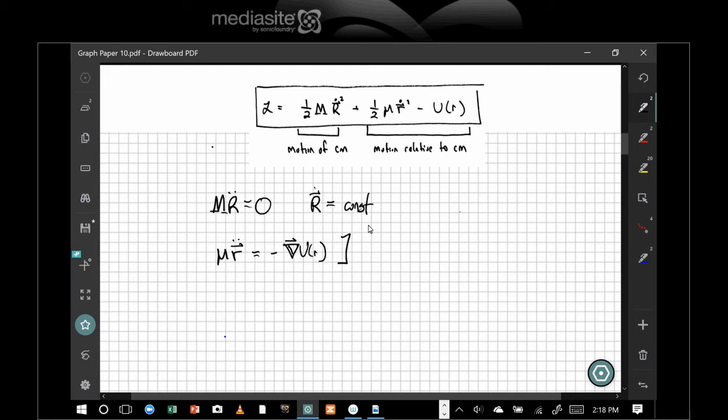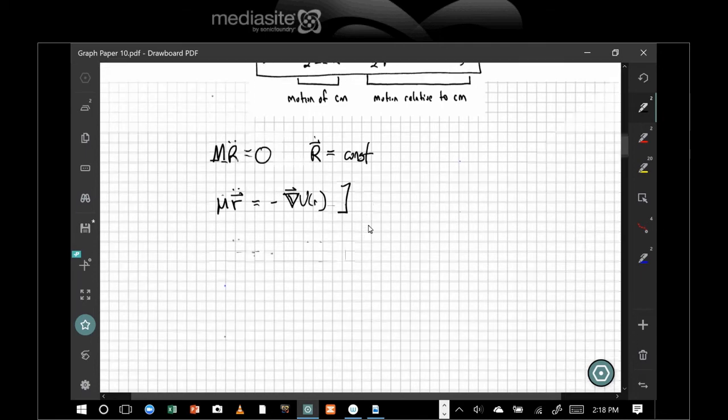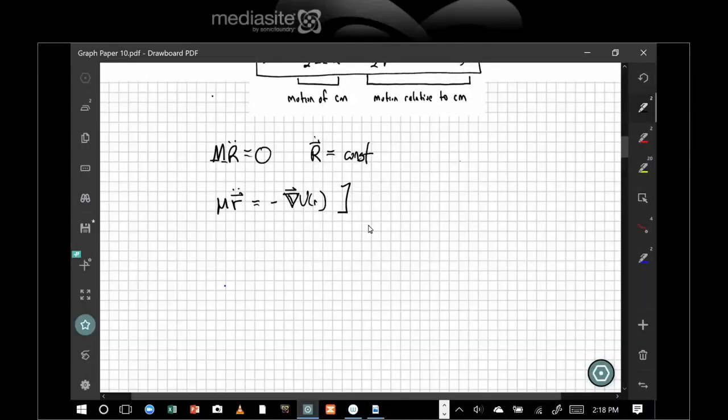So basically we show that the motion of the center of mass is constant velocity, or momentum is conserved. But then we get this equation here, and again this is a vector equation because r is a vector. So let's look at that equation more specifically in a polar coordinate system. Okay, that's what we're going to do next.